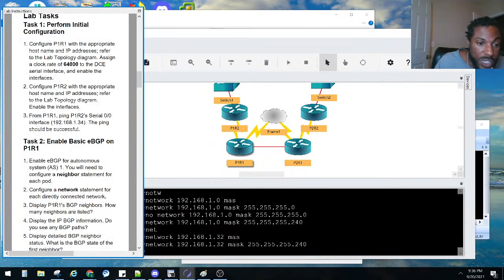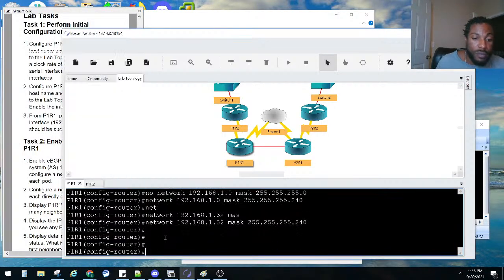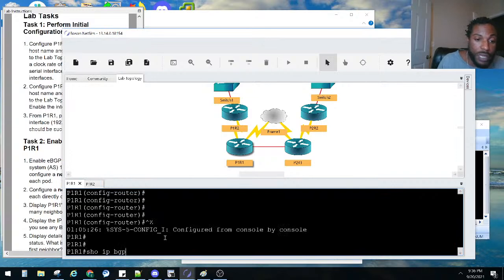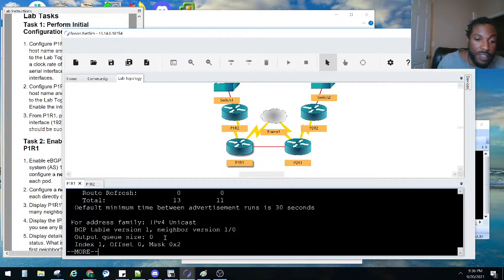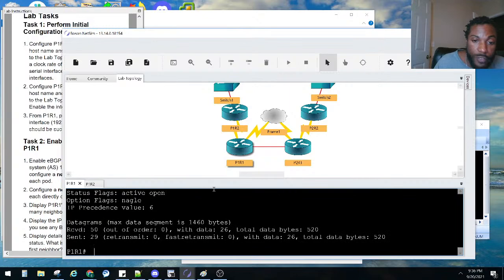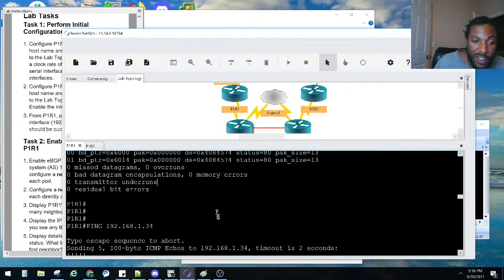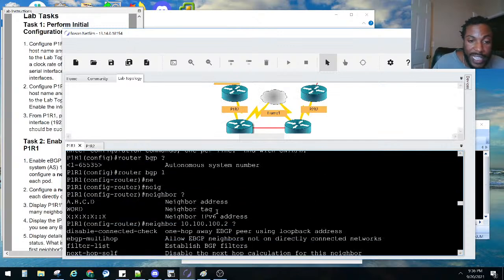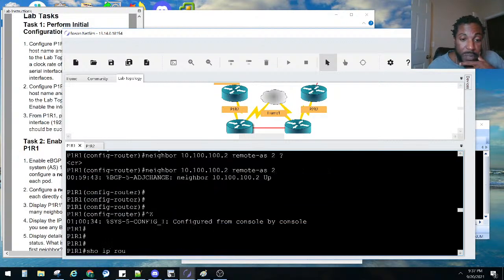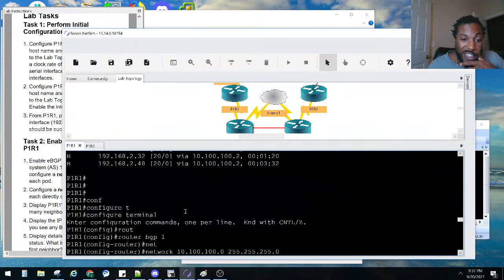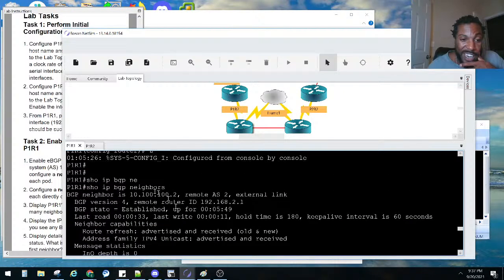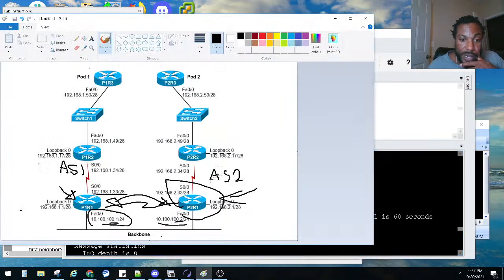Display P1R1's BGP neighbors. How many neighbors are listed? How do we do that? Show IP BGP neighbors, I believe. Yes, neighbors. And then you see a wealth of information for just one neighbor. I guess you could do show IP BGP summary to see a more concise output. But when you do BGP neighbors, you get all this information for one neighbor. Hold on. From here to there, right? So BGP neighbors. And who's our neighbor? 100.2. That's this guy right over here.